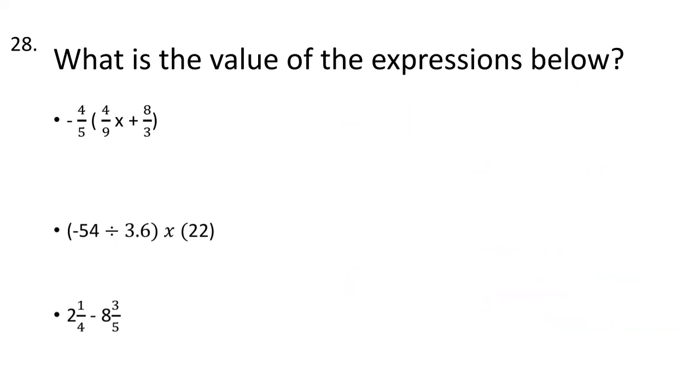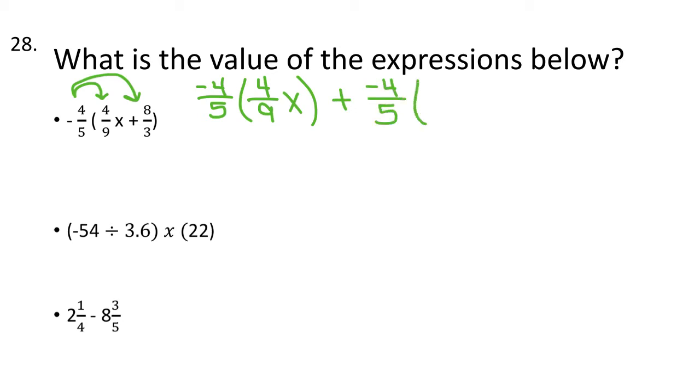What is the value of the expressions below? We're going to answer each of the following questions. On our first question, we have negative 4/5 times the sum of 4/9 x and 8/3. This is the use of the distributive property. We want to distribute the negative 4/5 into the parentheses to both terms. That's going to be negative 4/5 times 4/9 x and negative 4/5 times 8/3.